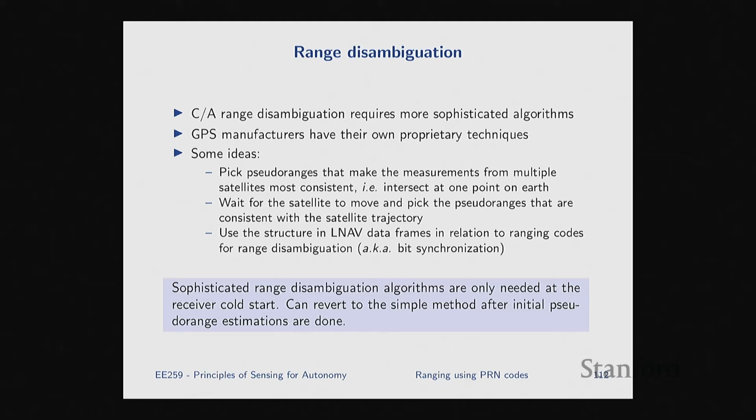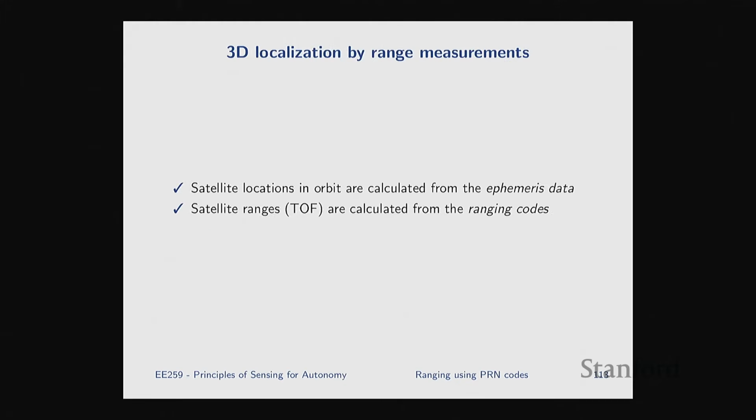So you can always look at the previous one and then go back to the simple idea and say, okay, my previous pseudo range was 25,000 kilometers. My next one, I just choose the peak that is close to that, okay? So again, it's only a challenge after a cold start. You do your first thing, and then you get going with the simple method of range disambiguation.